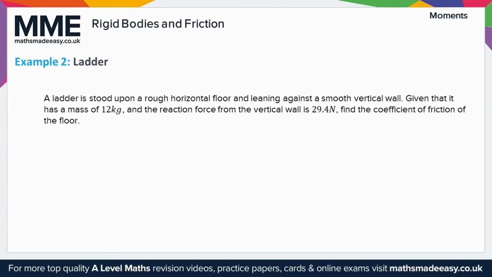So a ladder is stood upon a rough horizontal floor. So rough, the floor's got some friction, leaning against a smooth vertical wall. Smooth, there's no friction from the wall. Given that it has a mass of 12 kilograms and that the reaction force from the vertical wall is 29.4 newtons, find the coefficient of friction of the floor.